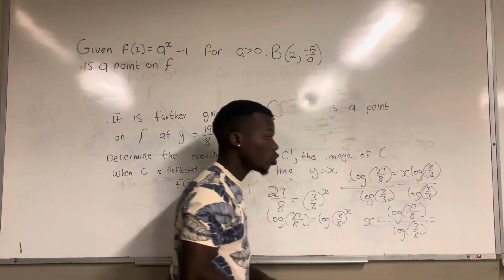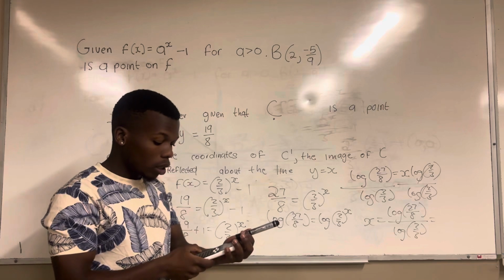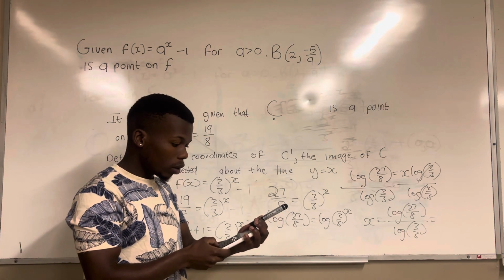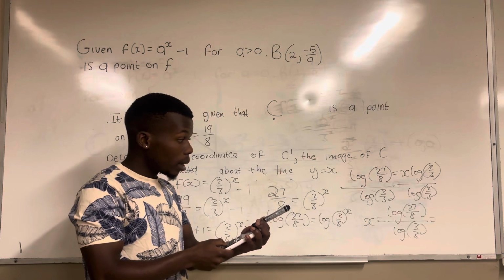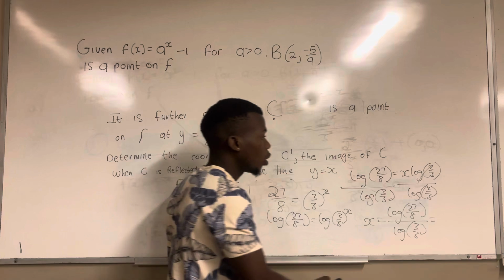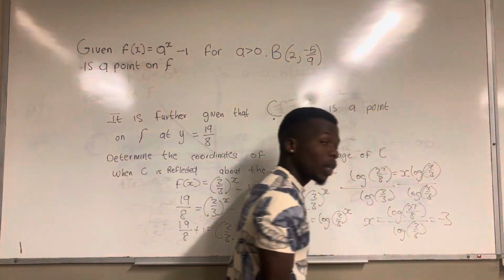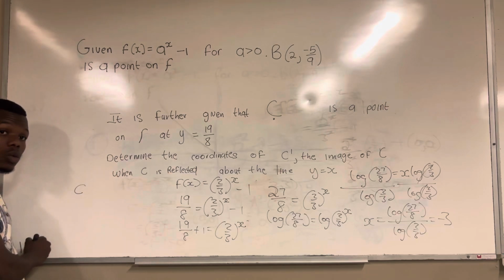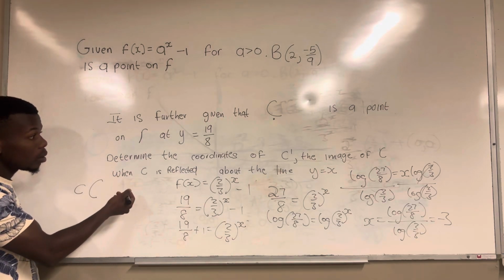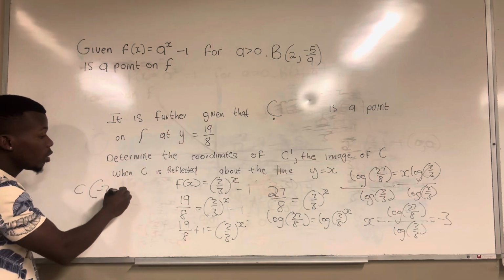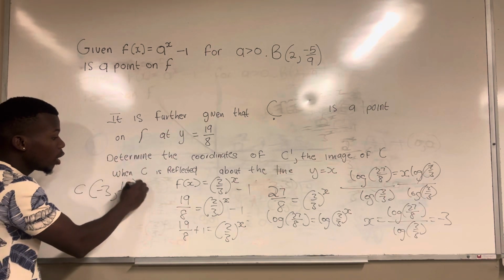Then this equals, let's double check that using the calculator. We have log of 27 over 8 divided by log of 2 over 3. This equals minus 3. It means, my friend, point C is the same as, what is my x value? It is minus 3, and my y value is 19 over 8.